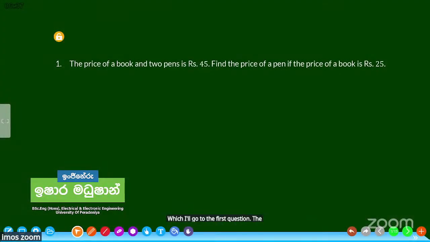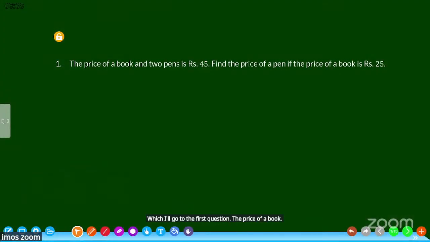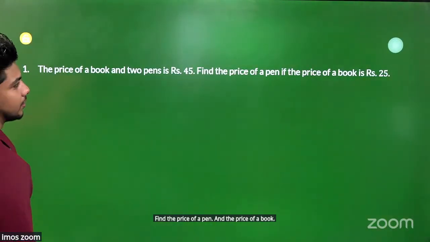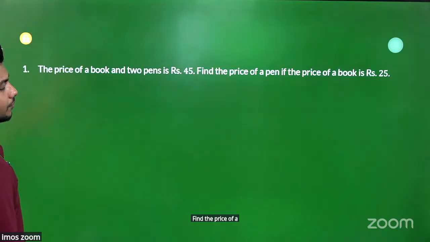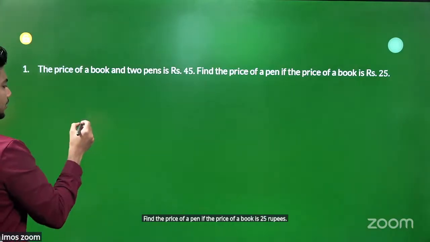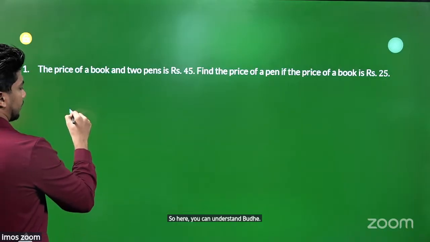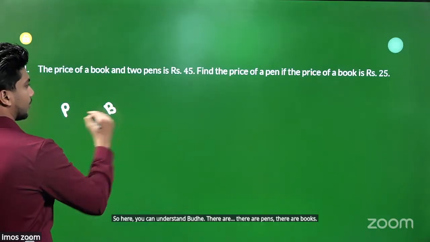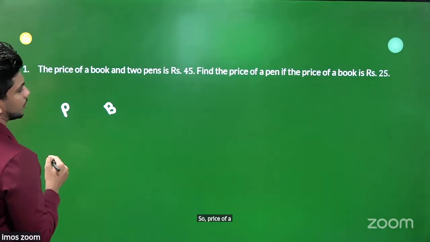Right, let's go to the problems. We shall go to the first question. The price of a book and 2 pens is 45 rupees. Find the price of a pen if the price of a book is 25 rupees. So here you can understand, there are pens, there are books. So the price of a book and 2 pens.